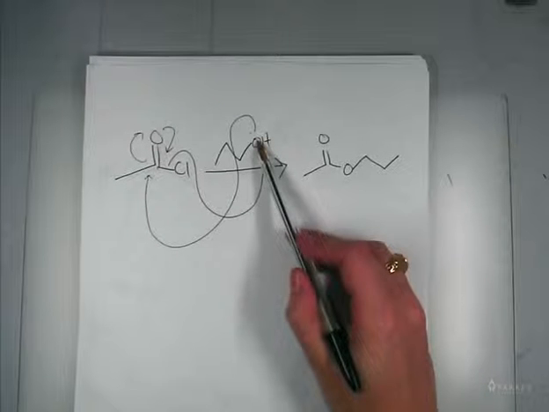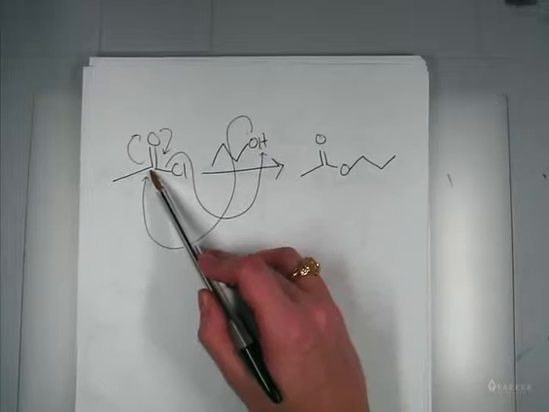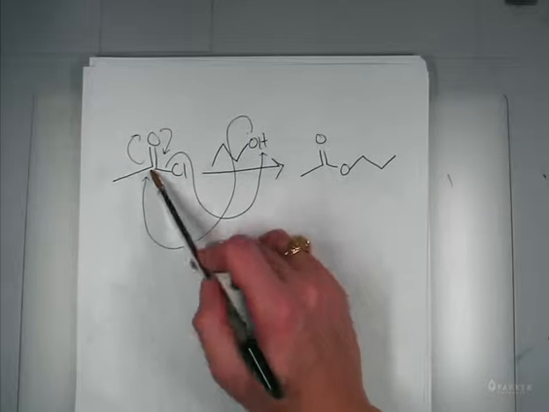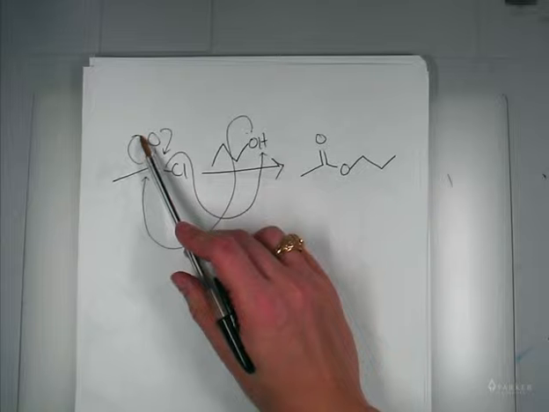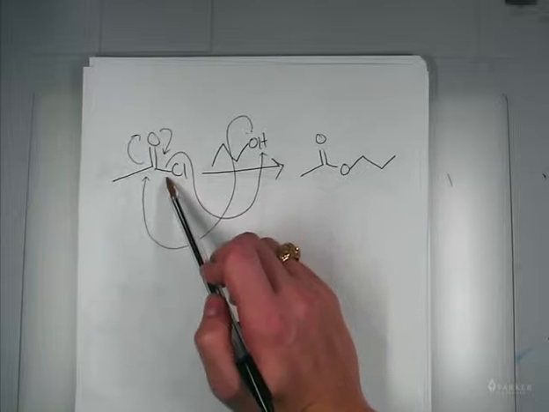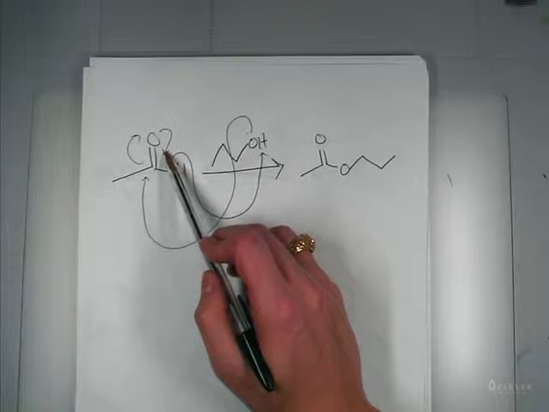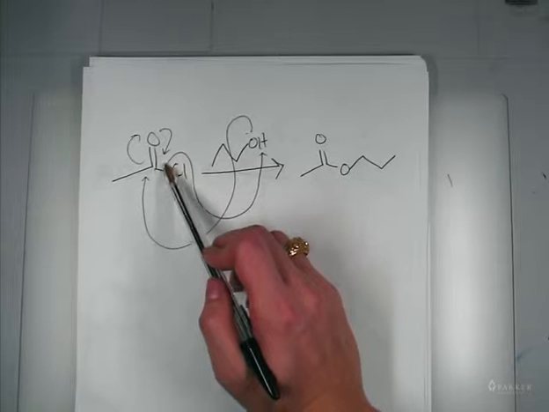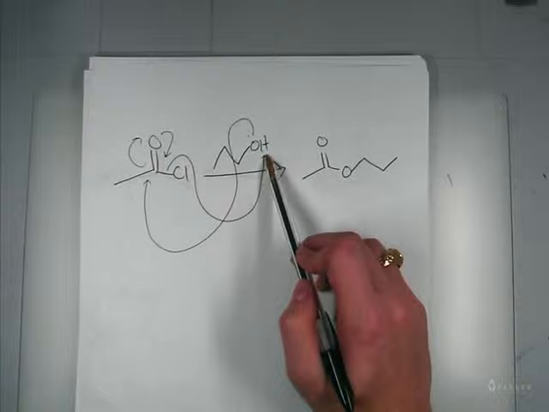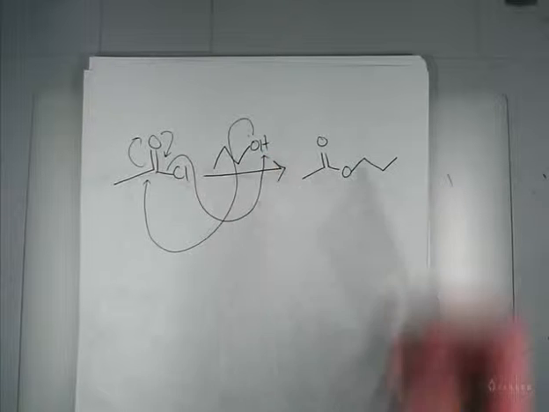So again, alcohol, where does it make a bond? Carbonyl carbon, which causes those electrons to go up. Now, what is my leaving group, we said? Chlorine. So chlorine will push those electrons down, and then as it leaves, you can go ahead and grab that hydrogen off so it's neutralized.